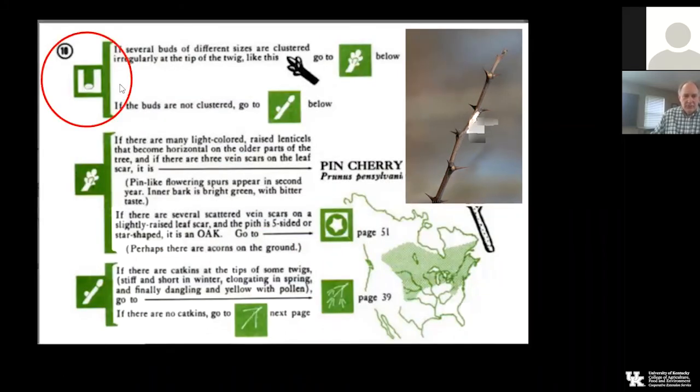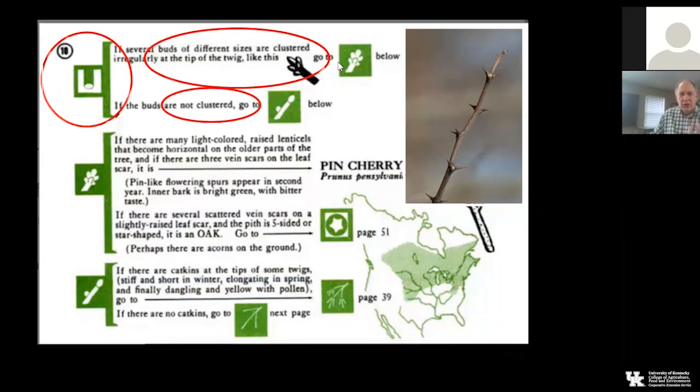Here's the icon. And I think the top one says, is there a cluster of buds at the end? So here is the end. It wants to know, is there a large cluster of buds? I'll just tell you right now, if it had a large cluster of buds, it would take you to an oak. But we do not have a large cluster of buds. So we are going to go below and look for this icon. And here's the icon right here.